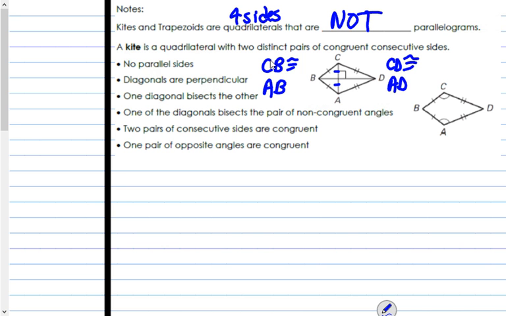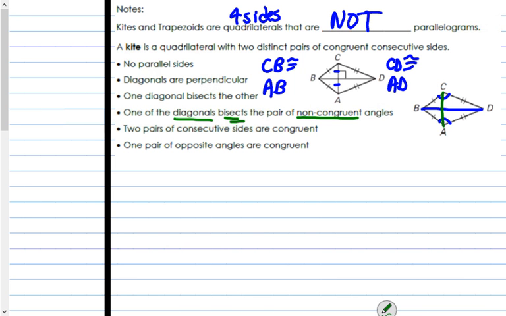So for example, you can see that angle C is congruent to angle A. So this diagonal, BD, is bisecting angle B and bisecting angle D. The diagonal that is going from C to A is not bisecting the angles. It's cutting them, but not cutting them in half. So the diagonal that bisects the angles is the one across the non-congruent angles.